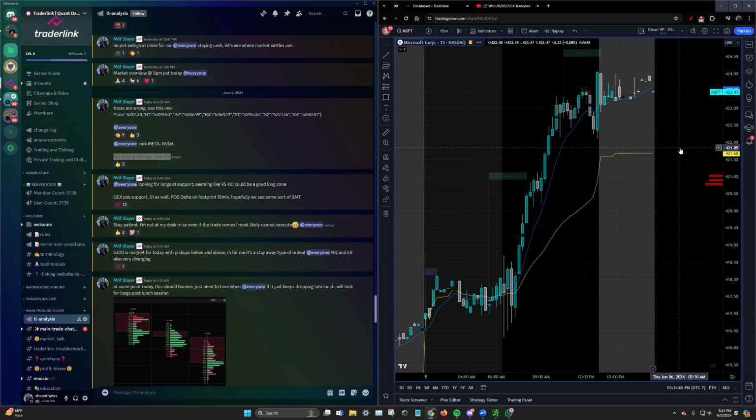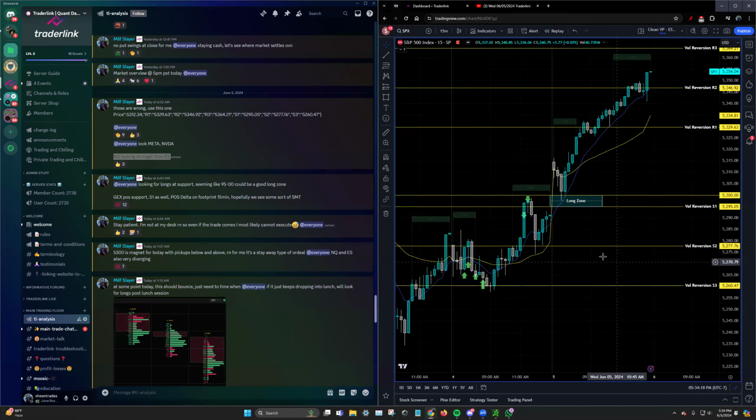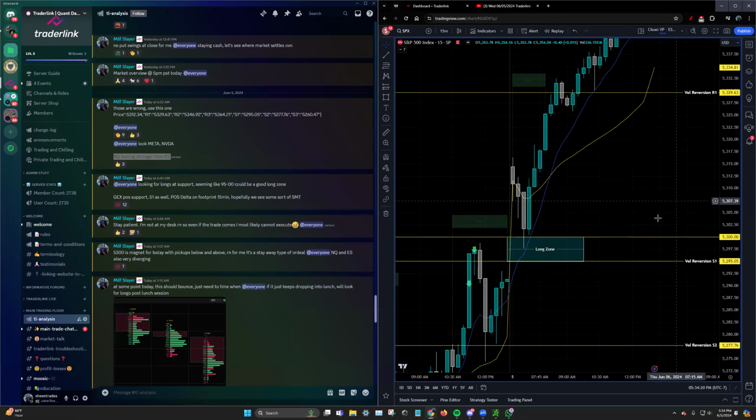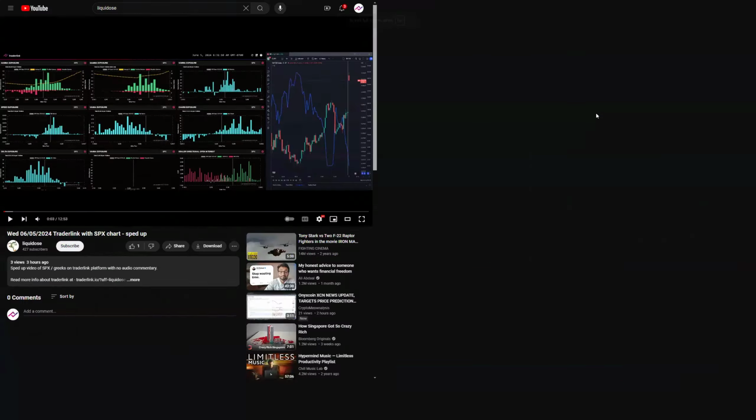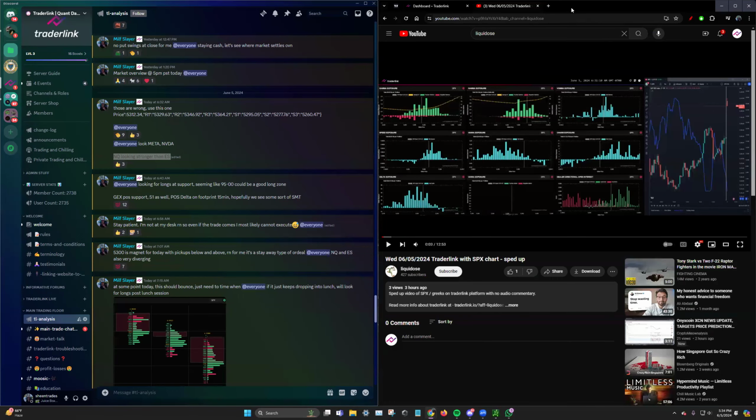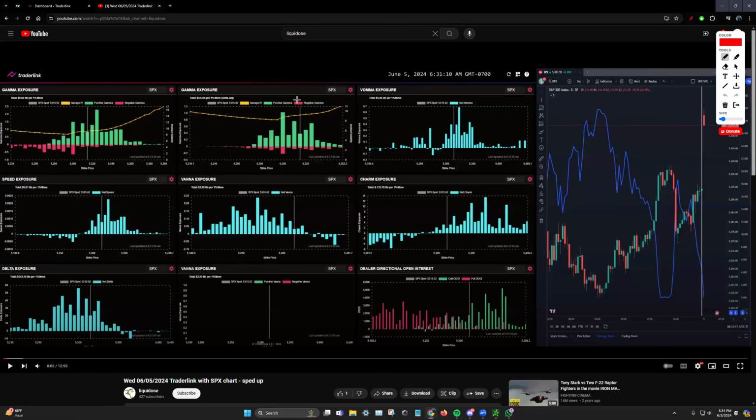Those are the ones I pay close attention to for sentiment. Next thing I said at 6:43: looking for longs at support, seeming like 95 or 00, which is 5,300, could be a good long zone. If you go to SPX, look what I had drawn out, long zone. Why? Because 5,300 was a positive support level. If we zoom in, 5,300 is huge. Keep in mind, positive acts like more support and resistance, negative acts like acceleration.